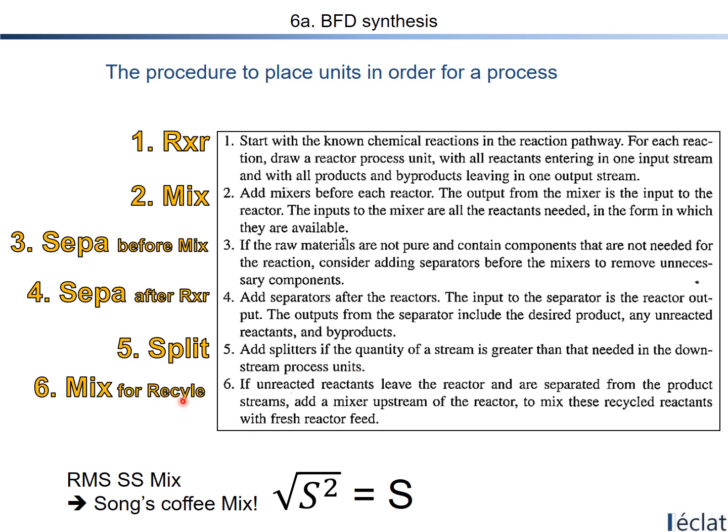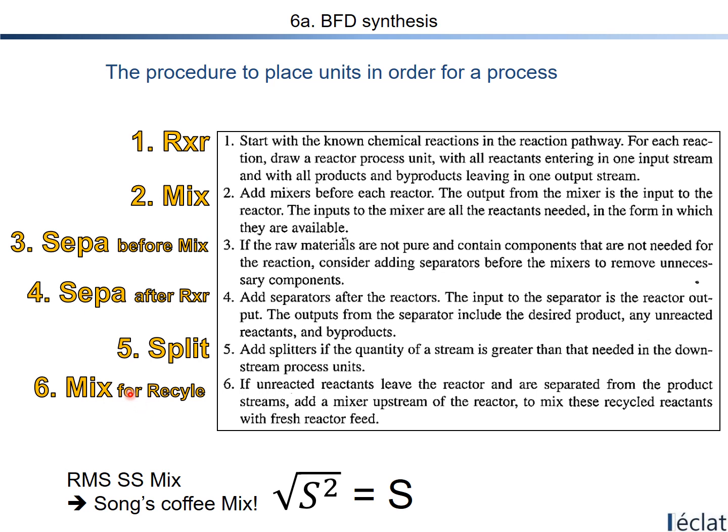The sixth one, or the last one, is the mixer for recycle. If unreacted reactants leave the reactor and are separated from the product streams, then add a mixer upstream of the reactor to mix these recycled reactants with fresh reactor feed. So the last one is the mixer.